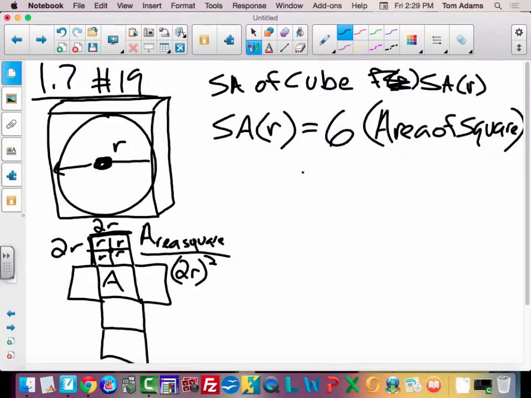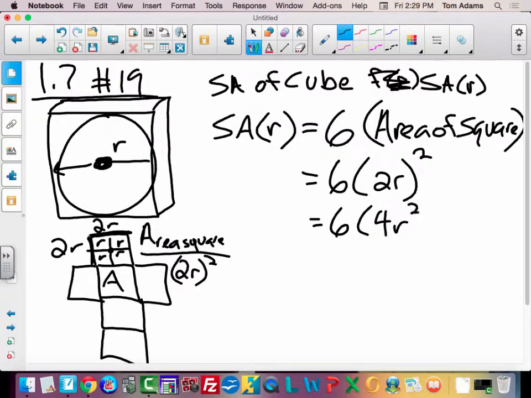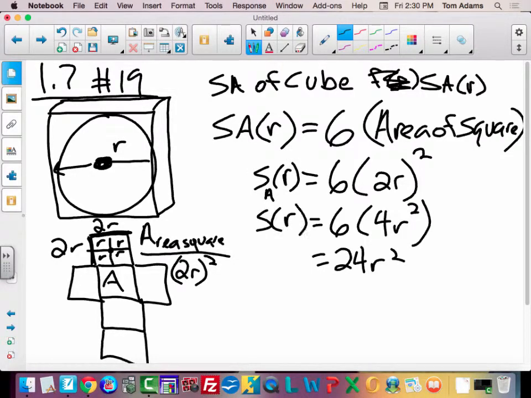Okay. So now this is going to be 6 times 2R squared. So this is 6 times 4R squared, or 24R squared. So if I know the radius of the sphere, then I can calculate the surface area of the cube. Does that make sense? Any questions on that one? Let me look at my teacher book and make sure I have the right answer. Oh, I do. That's always encouraging.